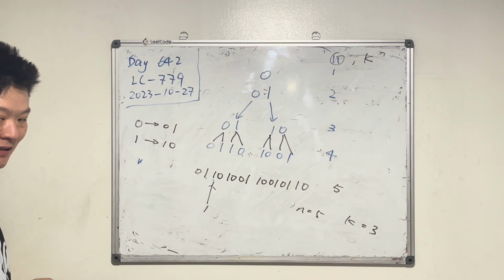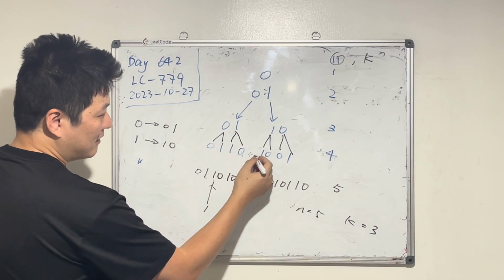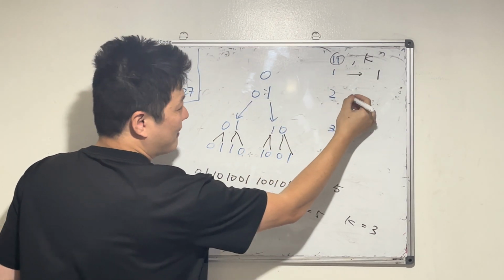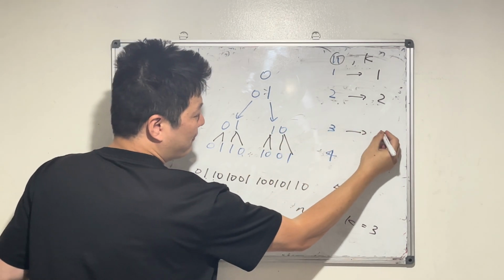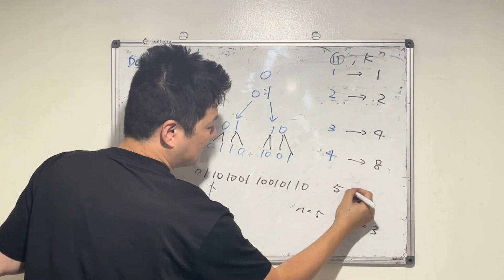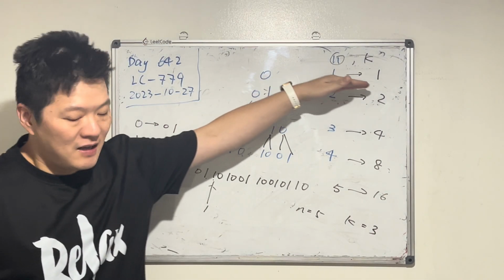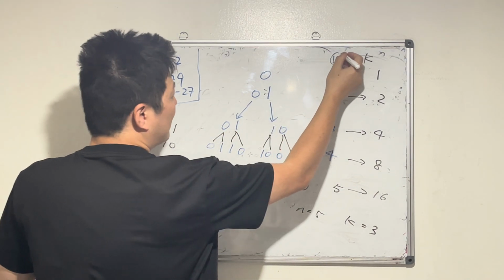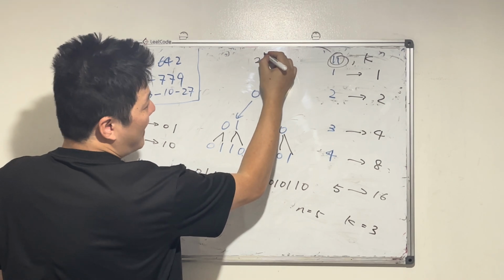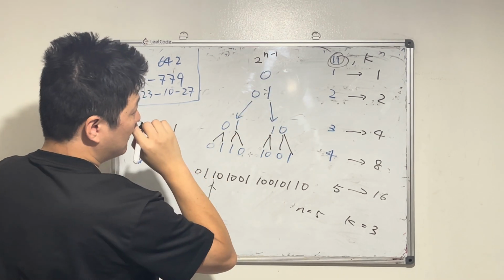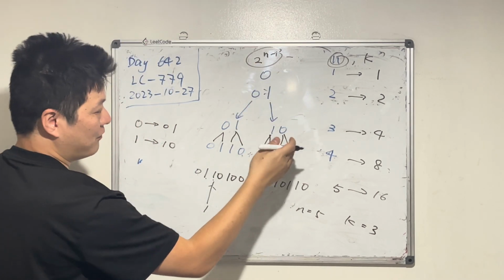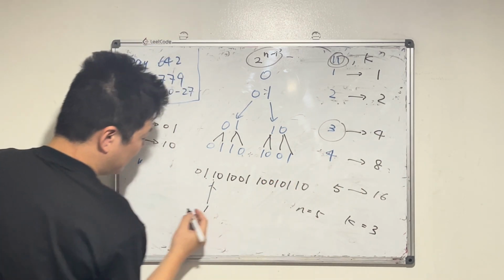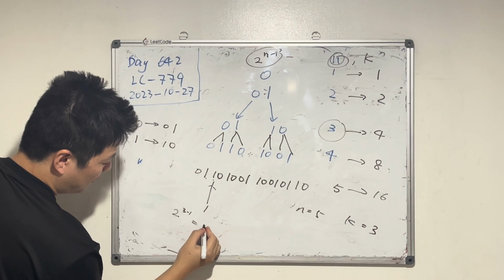So what's the pattern? How many numbers on the first row? That's one number. How many numbers on the second row? 2 numbers. How many on the third row? 4 numbers. And then that's 8 numbers, 16 numbers. So every time we double it, right? So given n, it's 2 to the power of n minus 1. This is the number of digits for that row. For example, n equals 3: 2 to the power of 3 minus 1 is 2 to the power of 2, which equals 4.